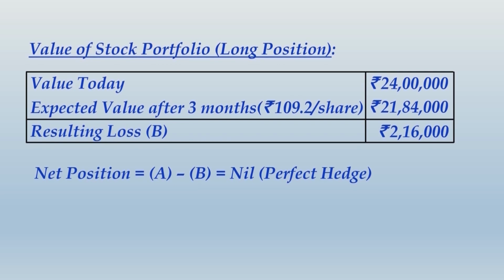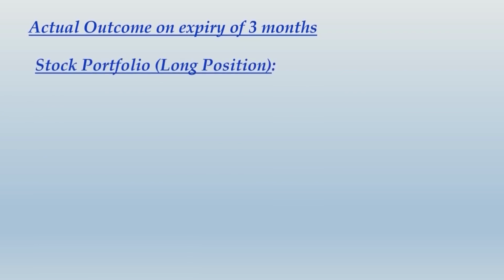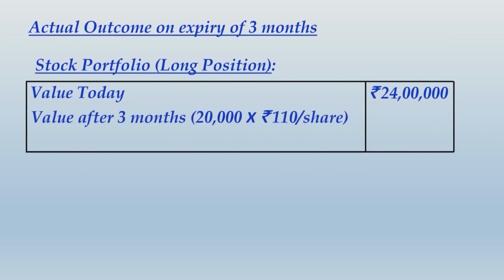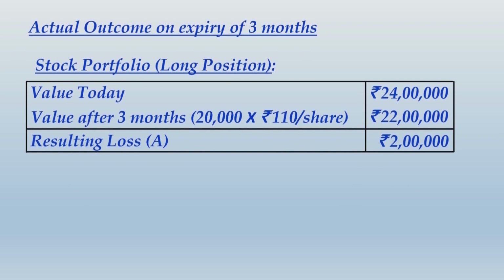Alright friends, you would have finished writing this. So these were the expected outcomes of the three scenarios that the investor has predicted. But what actually happens is the fact given to you on expiry of 3 months, and let us try to understand that impact, which will be the last part of the solution. So what happens after 3 months? Actual outcome on expiry of 3 months. In the stock portfolio where you have a long position, the value today is 24 lakhs and the value after 3 months is not expected, but the actual value is 22 lakhs, and so the actual resulting loss in the stock portfolio is 2 lakhs. Note down this first, and then I show you the outcome of Nifty futures.